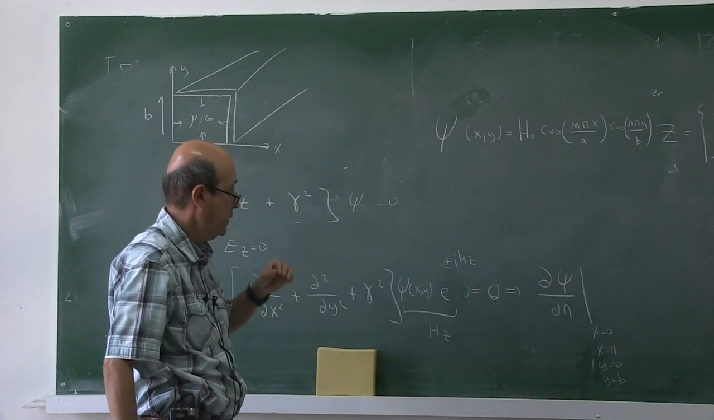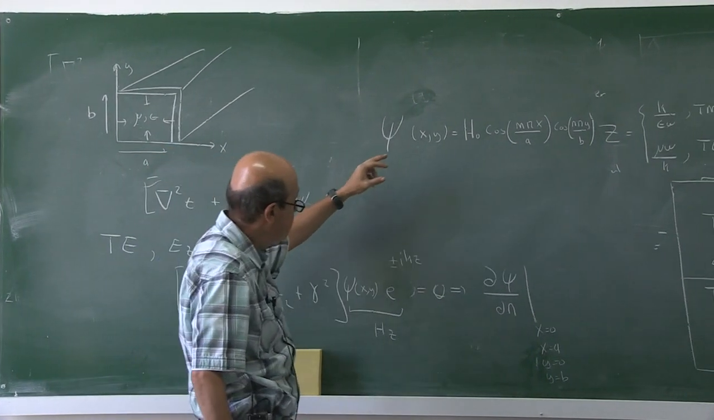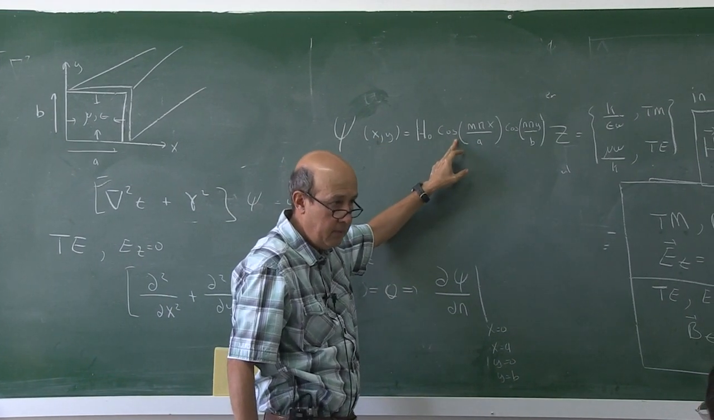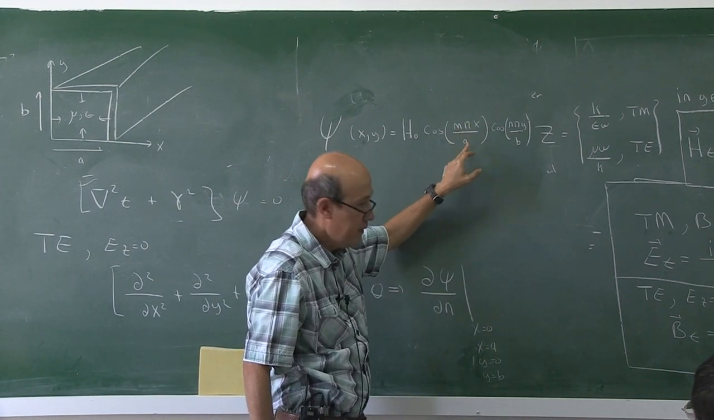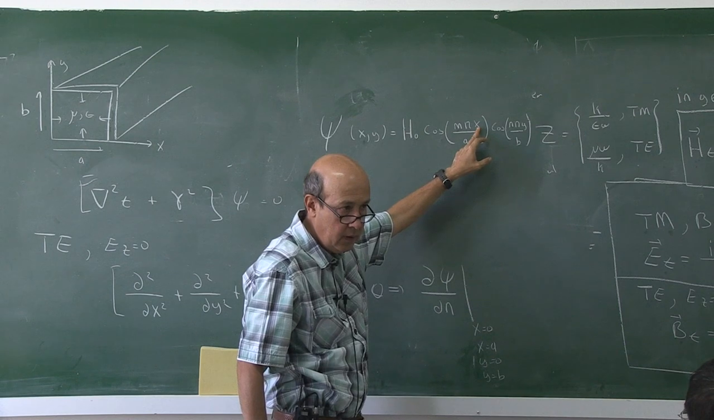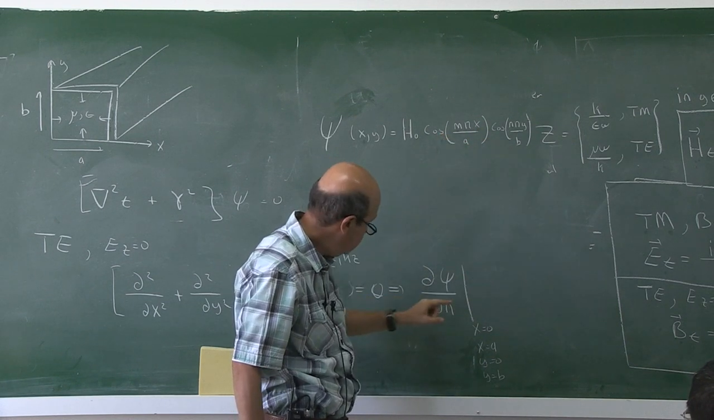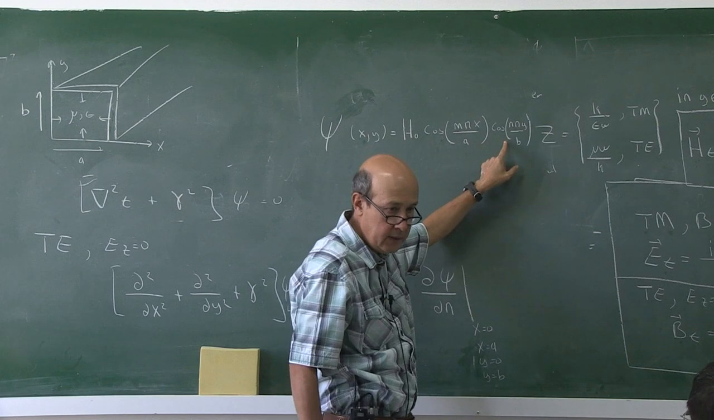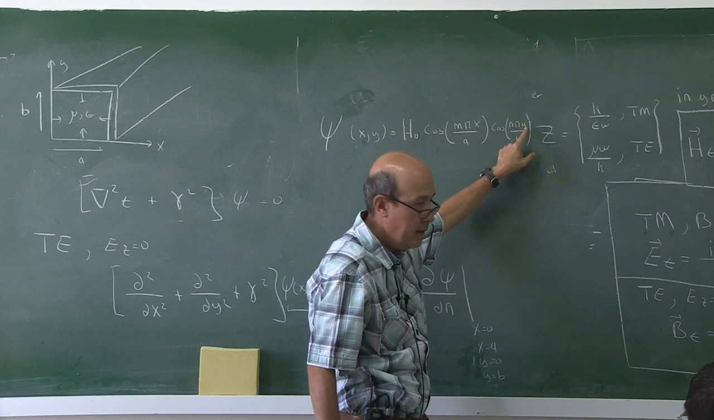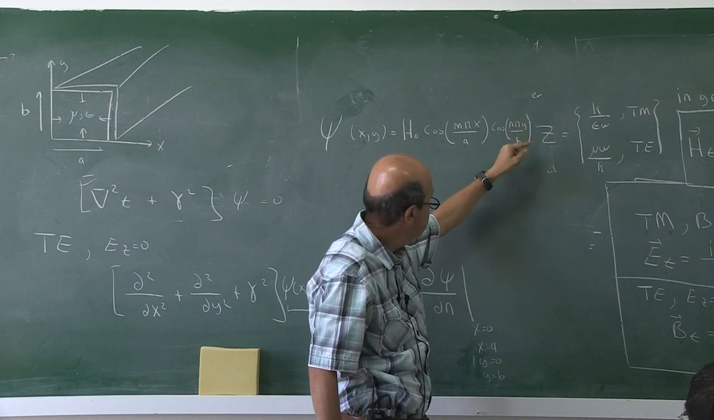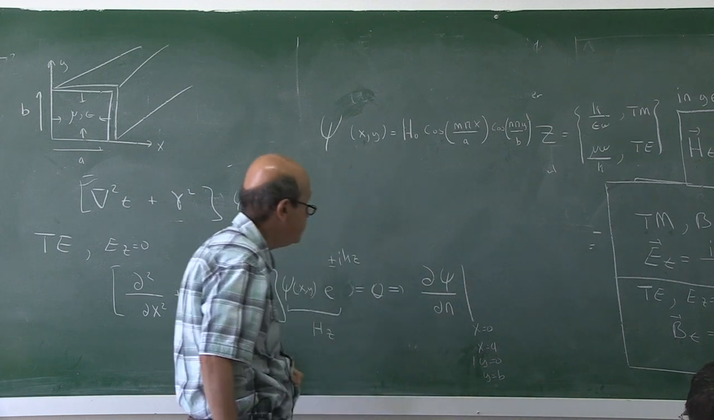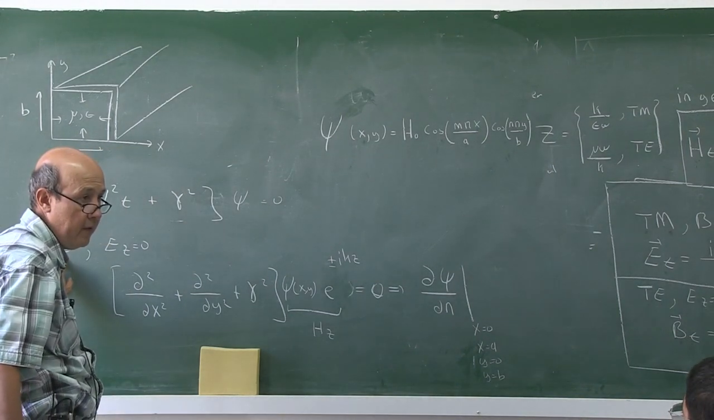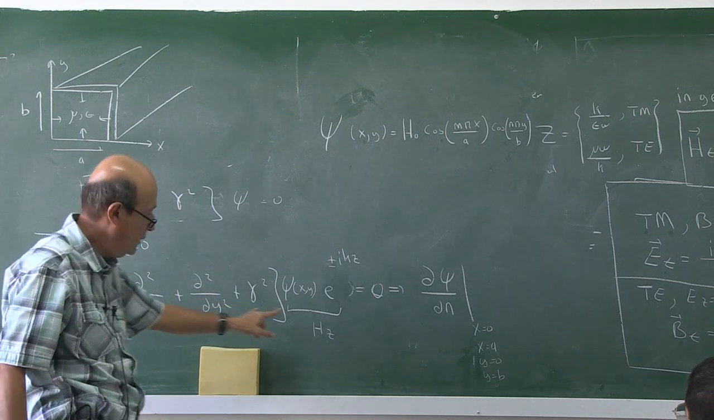So let us look again, are we satisfying the boundary conditions? If you take the derivative of the solution with respect to x, you will obtain minus sine m pi x over a. When x equals 0 and x equals a, this is 0. That means we are satisfying this condition. If you take the derivative with respect to y, again you will have sine n pi y over b, and this is again 0 at both boundaries.